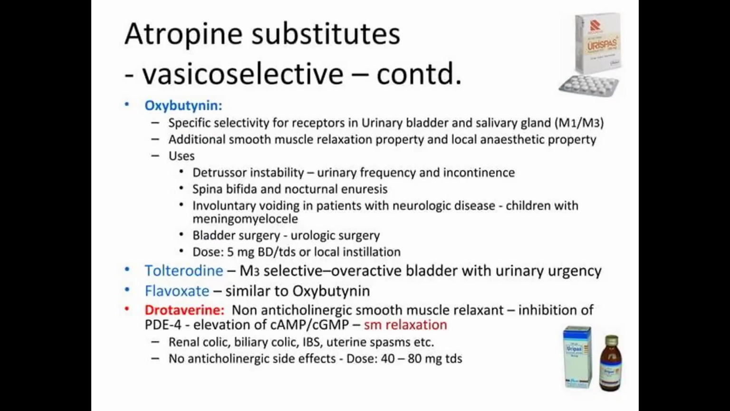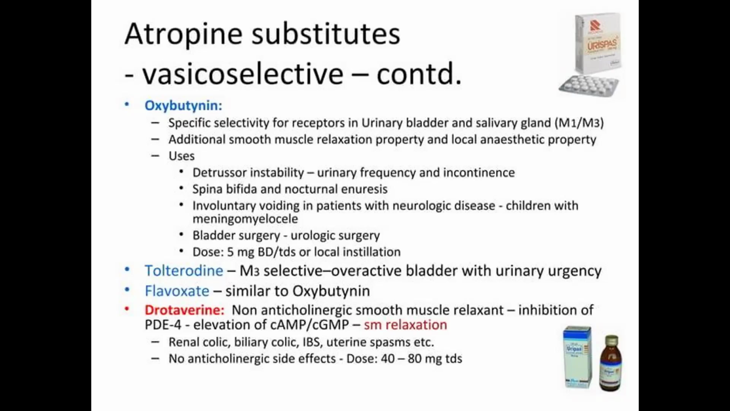It's very common in children, but nowadays, since the onset of tricyclic antidepressants, we also exploit them for their anticholinergic activities, though they have a bigger role of action, like desipramine or imipramine. Imipramine is a much better drug than oxybutynin in nocturnal enuresis, and it's also used in neurological disease, involuntary voiding in patients, and in bladder surgery.